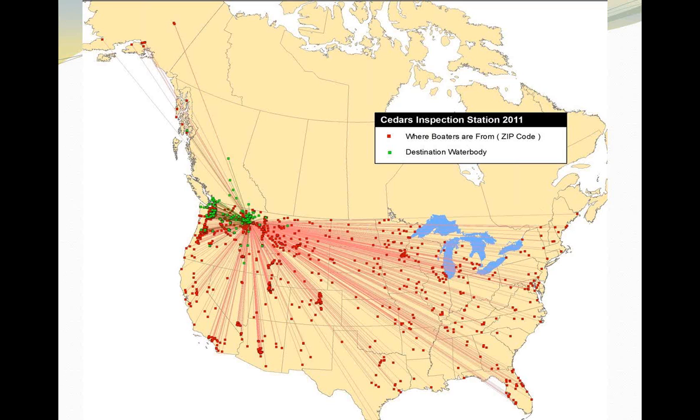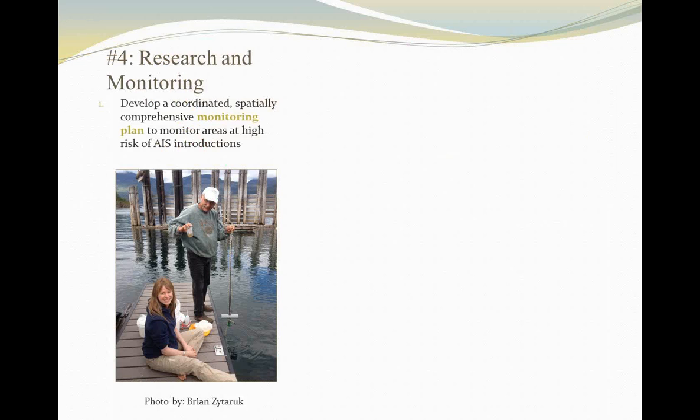The 4th program area is research and monitoring. So monitoring might be for veligers, these free-floating mussel larvae, as well as aquatic plants. And finding the veligers early means that there can be an early detection rapid response. By the time you've found mussels attached to a hard substrate, they've been there for a while.